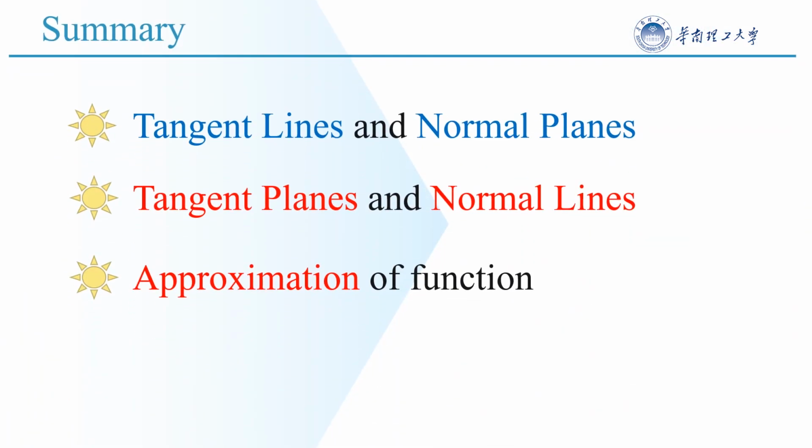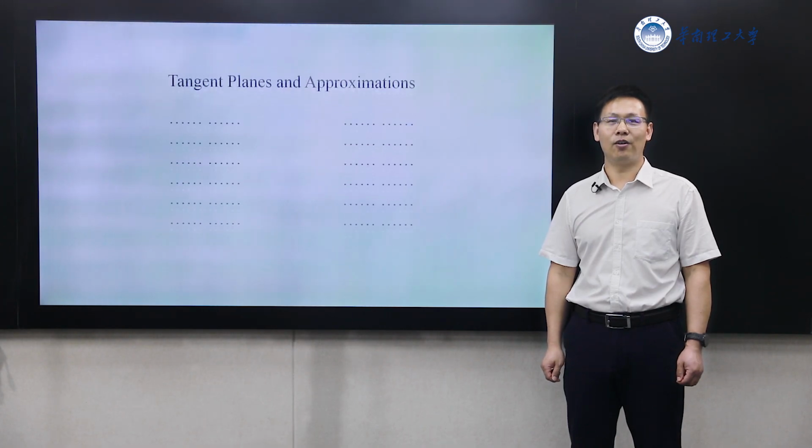Now, let's make a summary of this section. We studied the tangent lines and normal planes for space curves, and the tangent plane and normal lines for space surface. At last, we gave the approximation of function and the geometric interpretation of the approximation. That's all. Thank you.